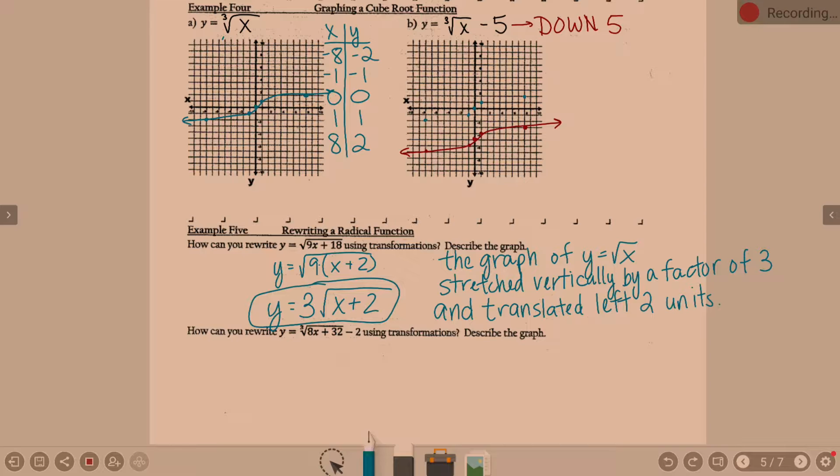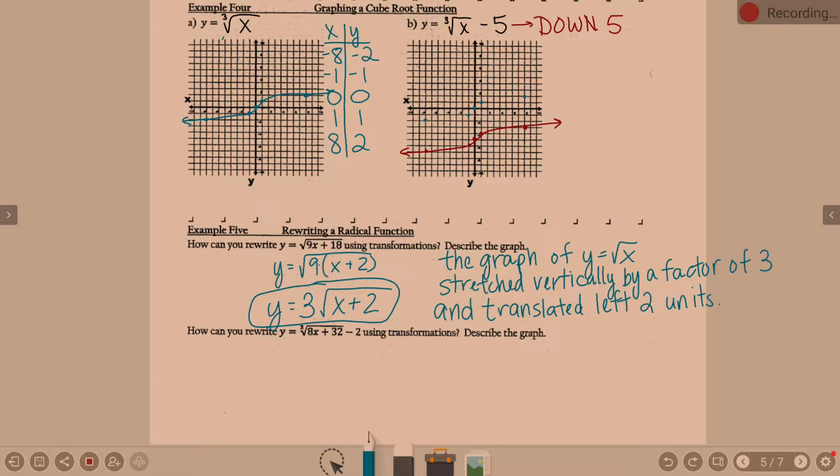I stated what graph it is that I'm moving and stretching. I stated that it's not just a stretch, but a vertical stretch, and it's a vertical stretch by a factor of 3. And I didn't just say I moved left or moved left 2. I translated left 2 units. Not that I'm totally against moved or shifted, but the good algebra word there is translated.